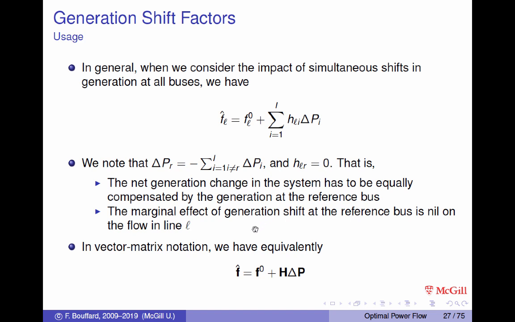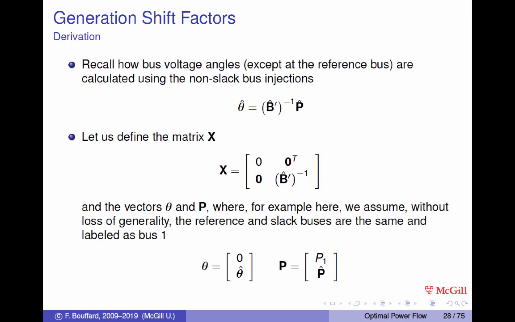And it's not uncommon to rewrite this in vector matrix notation just to make things nice and compact. So this is the post-disturbance flow, F hat, the pre-outage or pre-disturbance flow, F0, plus H, a matrix H of generation shift factors, times delta P, which would be a vector of injection changes.